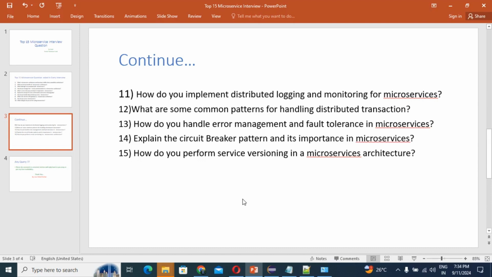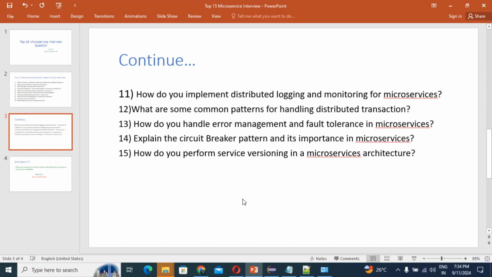returning a fallback response. This helps us in our microservices, right, guys? So it prevents cascading failure. It will prevent the cascading failure with the help of the circuit breaker design pattern, guys. So avoid overwhelming a failing service with more requests. Right, guys? This is the approach.